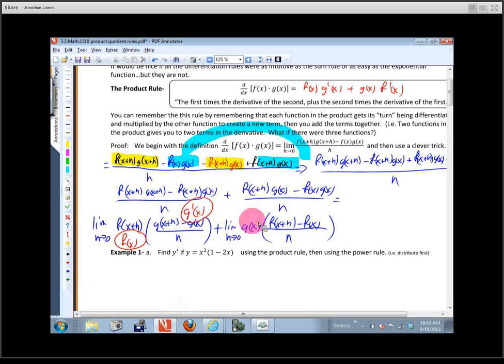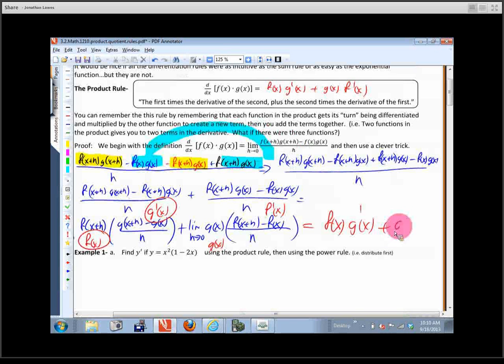And does this have an h in it? Nope, I could have pulled that out front if I wanted to using the constant multiple rule. So that's going to be g of x. That's what that is right there. And what is this in the limit as h approaches 0? F prime of x. So what I get here is f of x times g prime of x, and then plus g of x times f prime of x.